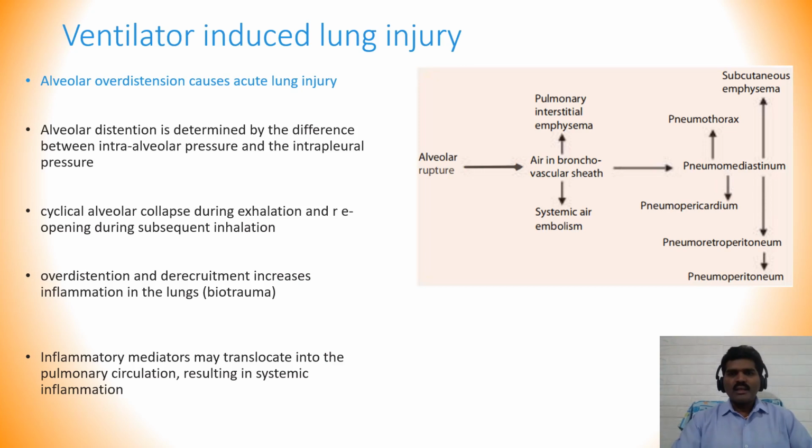So let us look at how exactly these things happen. With overdistension of the alveoli, eventually the alveolar wall ruptures, which can lead to air in the bronchovascular sheath, which can lead to systemic air embolism or pulmonary interstitial emphysema. When it progresses, it can lead to pneumomediastinum. Pneumomediastinum can further lead to pneumothorax and pneumopericardium. It can lead to subcutaneous emphysema, pneumoretroperitoneum, and also pneumoperitoneum as a result of ventilator-induced lung injury.